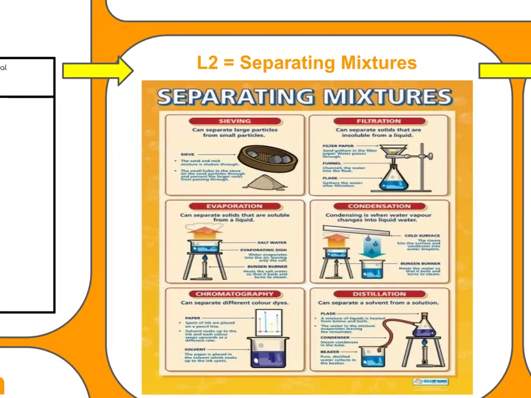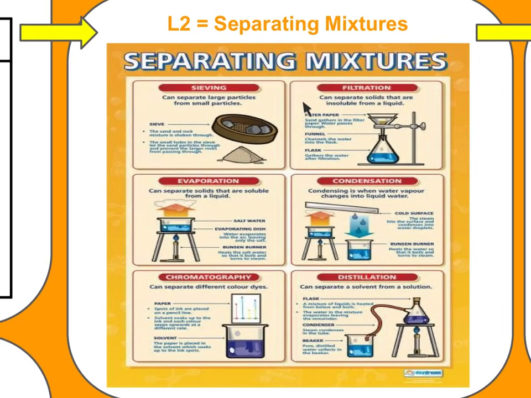Then we went on to separate the mixtures. You can see there's a variety of ways. The big ones though, filtration, evaporation, distillation, and then chromatography. Chromatography is where we separate mixtures like dyes. Distillation is where we separate mixtures that are mixed together in fluids, so they'll have different boiling points.